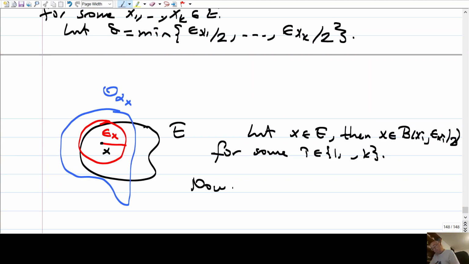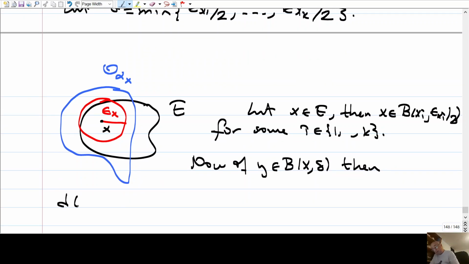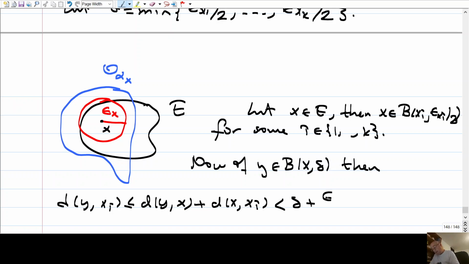Now, if y is in this ball with center x and radius delta, then I have what? The distance between y and xi, I am looking at this distance. Well, by the triangle inequality, this is less than the distance between y and x, and then x and xi. Well, this distance between x and y is less than delta, so this is certainly less than delta. And the distance between x and xi is less than epsilon xi over 2.